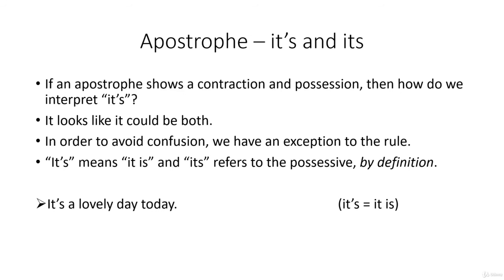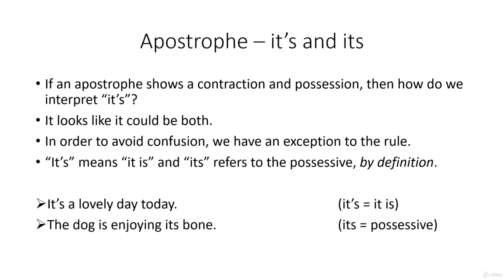So a couple of examples. It's a lovely day today, with an apostrophe, where it's is a contraction of it is. Or, the dog is enjoying its bone, where its then refers to the possessive. And this is by definition. There are no exceptions to this exception.